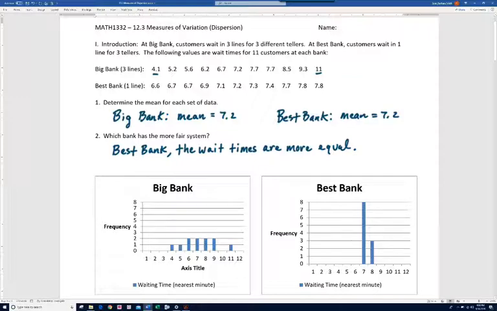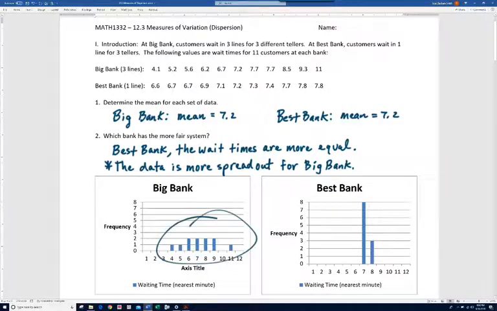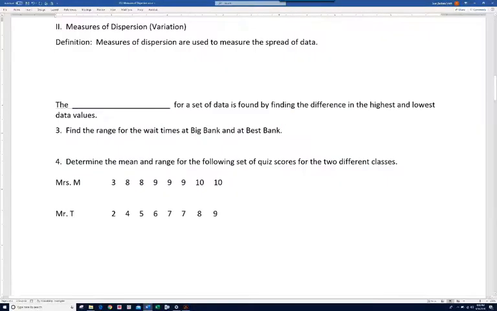So if you look at the times for Best Bank, they're a lot closer together. In fact, I want to make a comment here. The data is more spread out for Big Bank. In fact, you can also see that in the graphs. At Big Bank, things are more spread out. At Best Bank, they're more the same. All right, let's go on to the next slide.